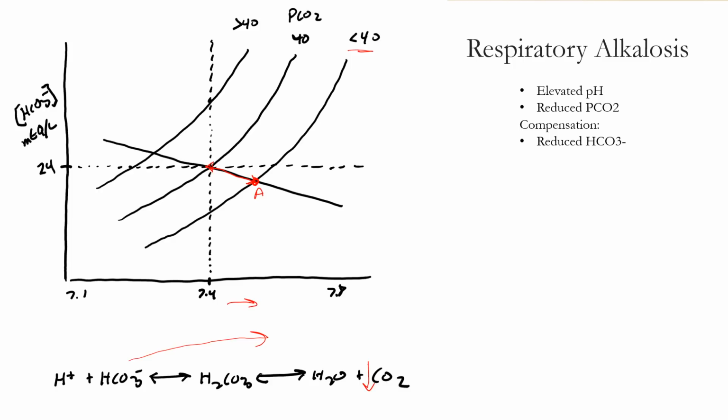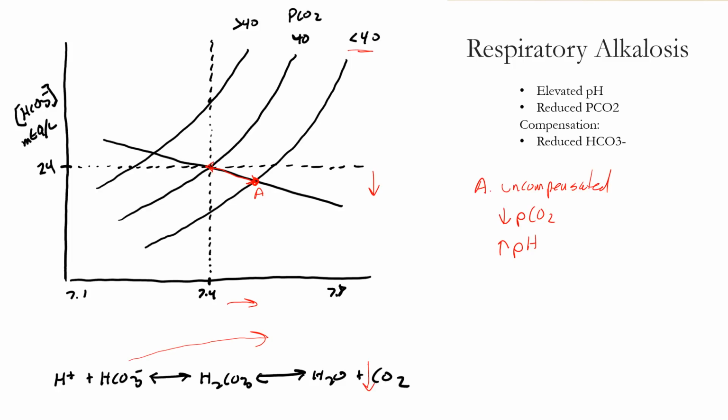The bicarb level is also going down in this shift, so that's why you see a shift in the bicarb that's going down here to point A. So point A represents our uncompensated state. We have a decrease in our PCO2 and an increase in our pH.